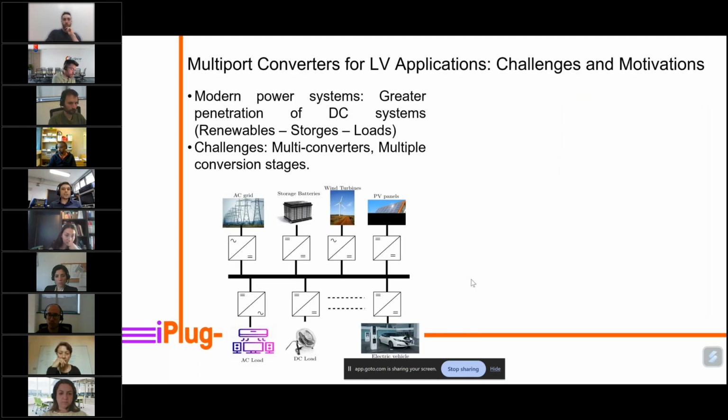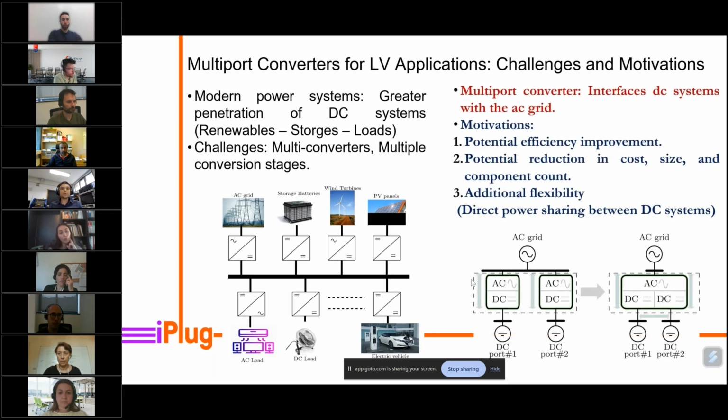So starting with the many challenges and motivations for the multiport converter, as we can see, our modern power system is experiencing a huge penetration of these DC systems, and the main challenge is how to integrate these DC systems in an optimal way. Because the current approach of having a separate converter for each DC source or DC load will result in multiple conversion stages. We think it's not the optimal way, but using the multiport converter, we could potentially enhance the efficiency.